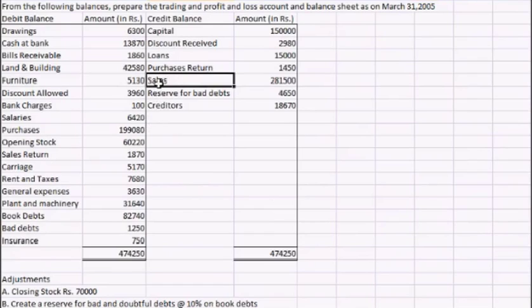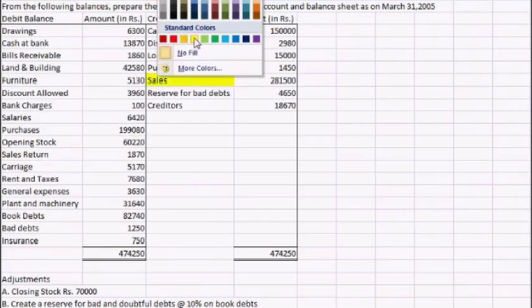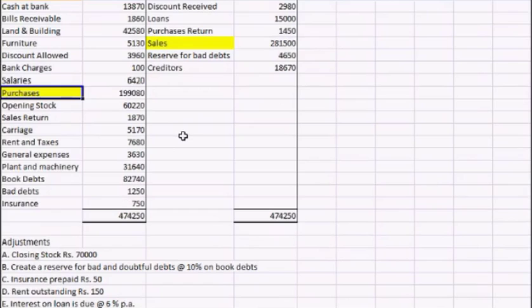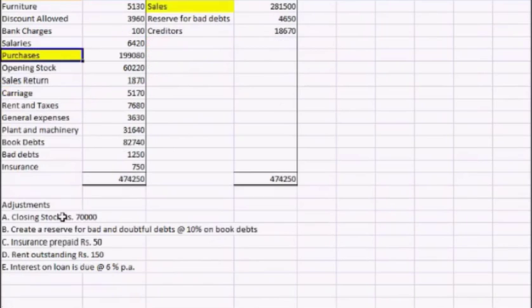Suppose we have sales and we have sales return. So sales would be adjusted because of sales return. So we'll mark sales first. Then we have purchases return. So purchases would also be adjusted. Now we'll go to the adjustment entries.